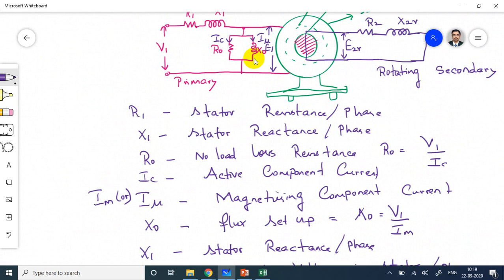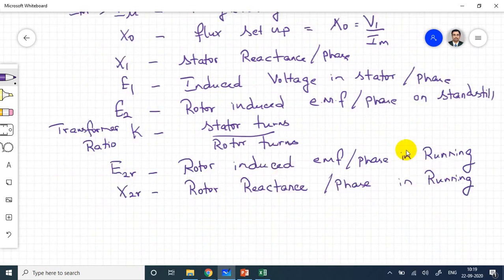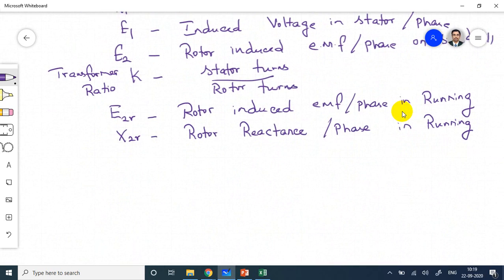The overall current, when you give the voltage V1, the current flows I1. This current will meet this junction point. The current flowing in this component is I naught. So I naught equals the active component plus the magnetizing component.